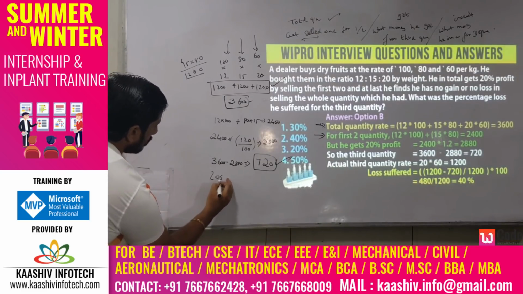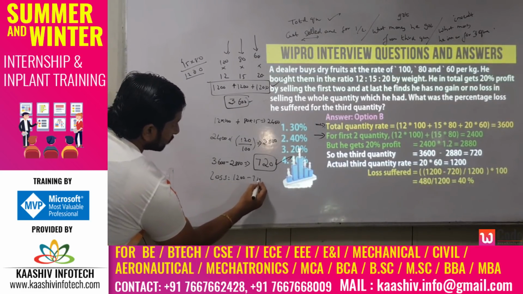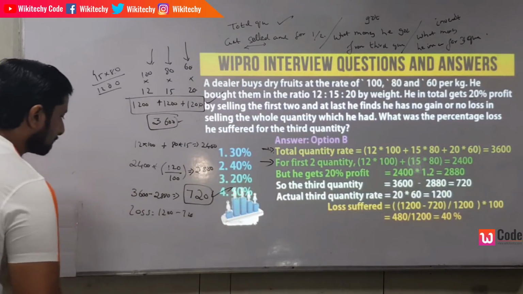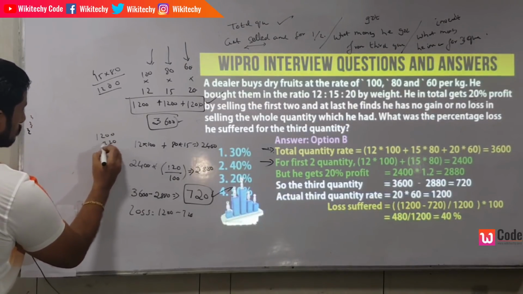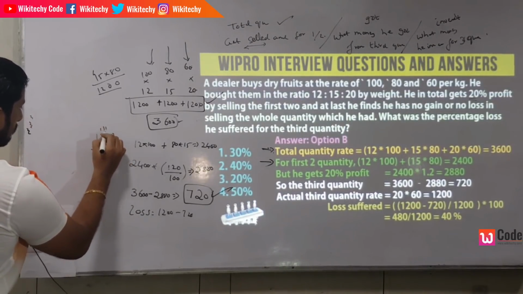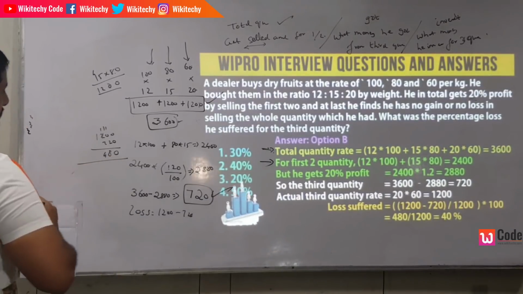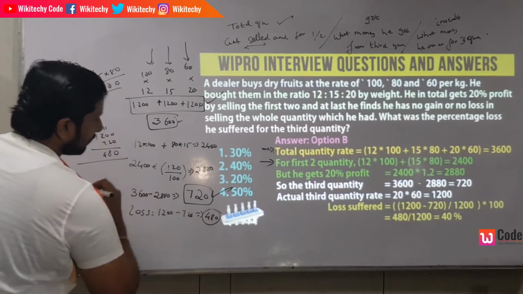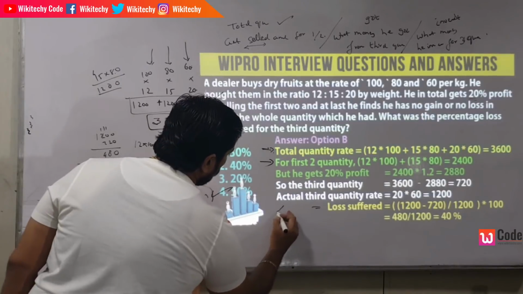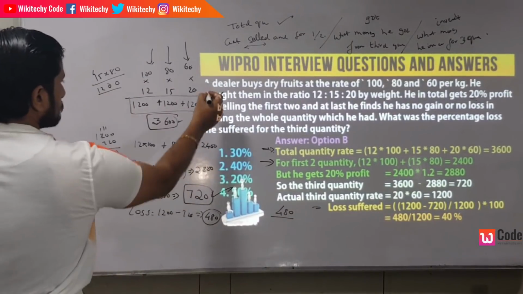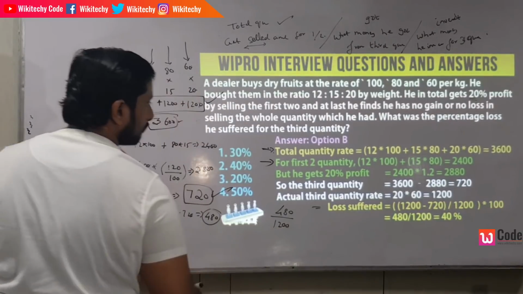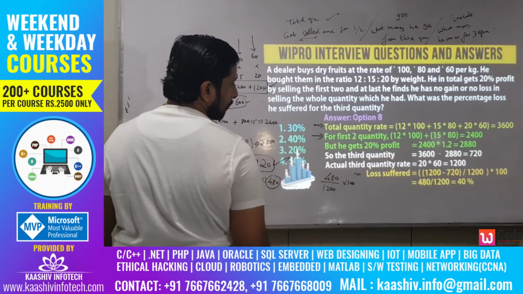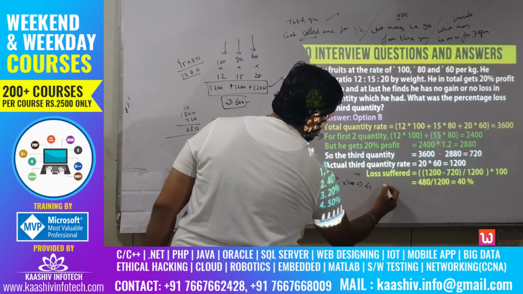What is the loss? Loss is equal to 1200 minus 720. So 1200 minus 720 gives 480 rupees. He made a loss of 480 rupees. Loss is equal to 480. So I need to find the loss percentage. 480 divided by the investment amount 1200, into 100. Solving this equation, you'll get the answer as 40%.